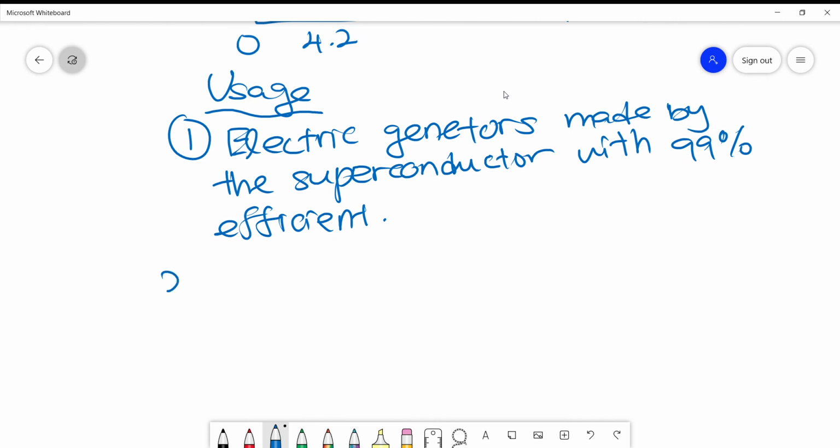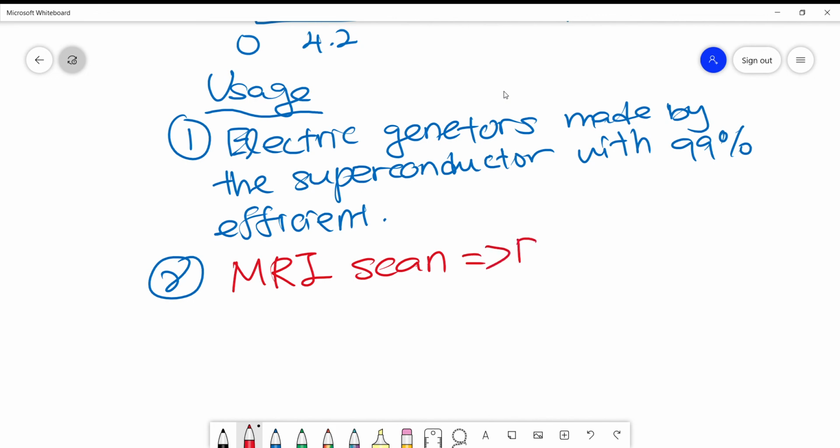So this is the first example. As for the second example, we have the MRI scan. The MRI scan is the scanning of the whole body. The MRI scan is made up of electromagnetism. So the MRI scan consists of zero resistance when scanning the human body. So these are two examples of superconductors used in our daily life.